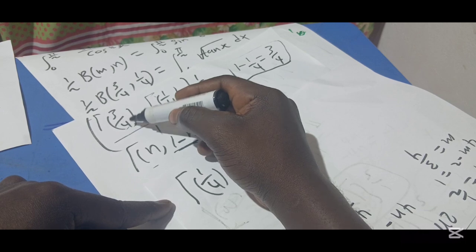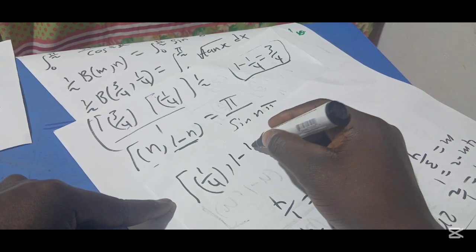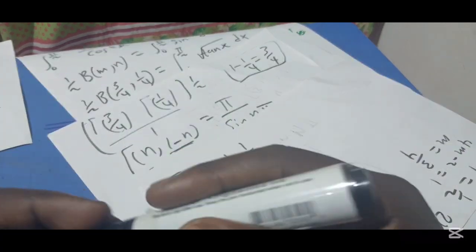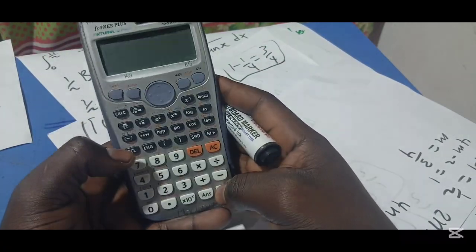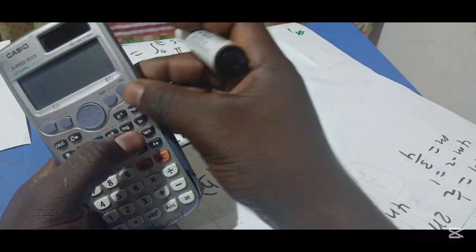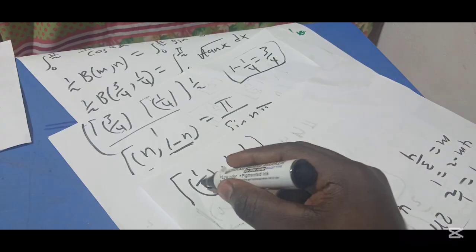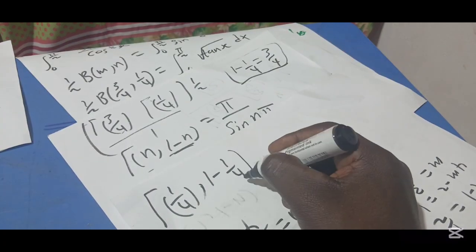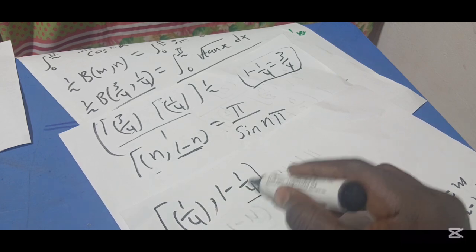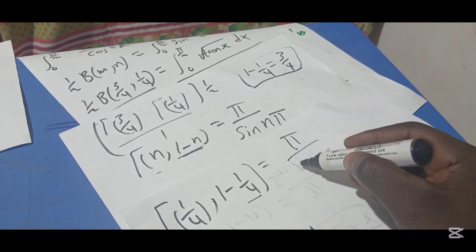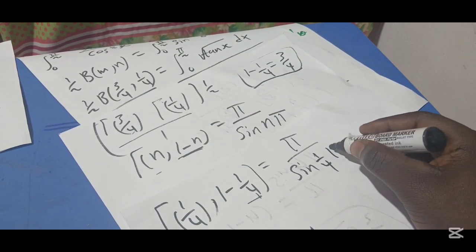Which one did you use for the calculation? 3 on 4, right? You could see that 1 minus 1 on 4 is the same as 3 on 4. You can use your calculator to confirm that. It's just the same thing that you are manipulating in a way that will favor you. So that is gamma 1 on 4, comma, 1 minus 1 on 4. Comparing this to Euler's formula is okay. We have 1 on 4 here, 1 on 4 here. So we can just go ahead and say pi all on sine n, and our n is 1 on 4. So 1 on 4 pi.